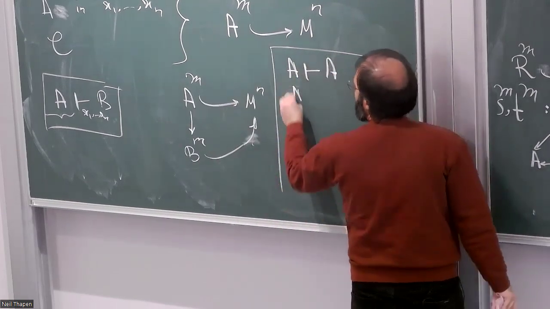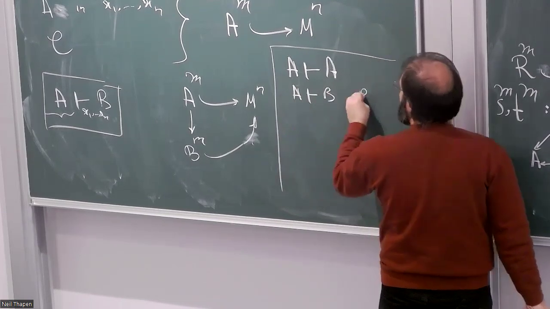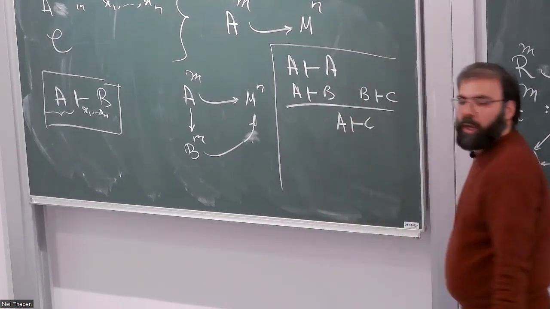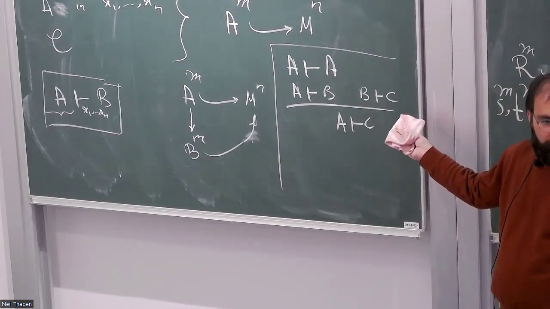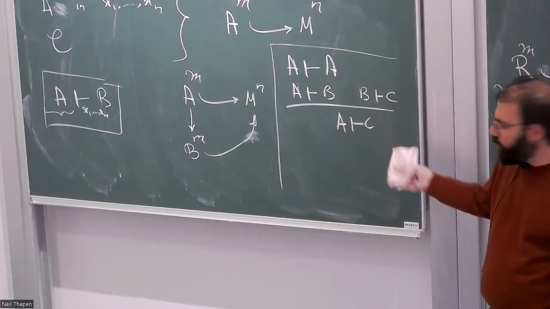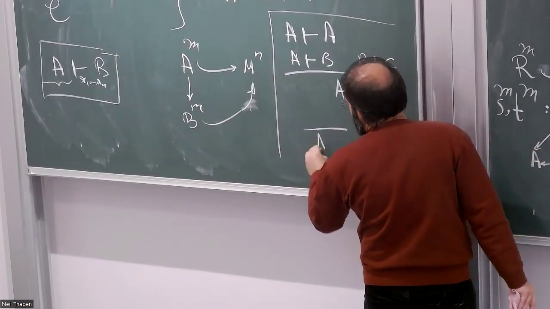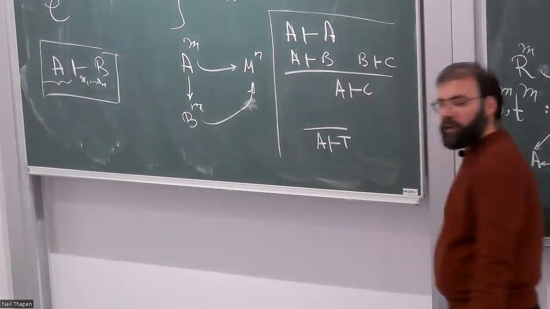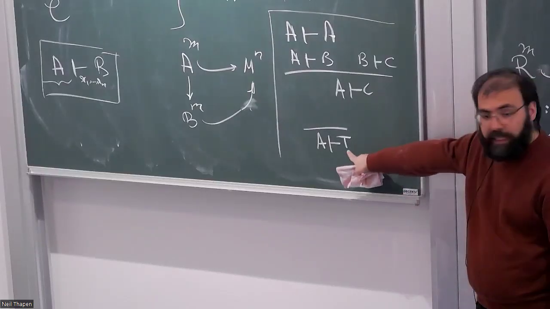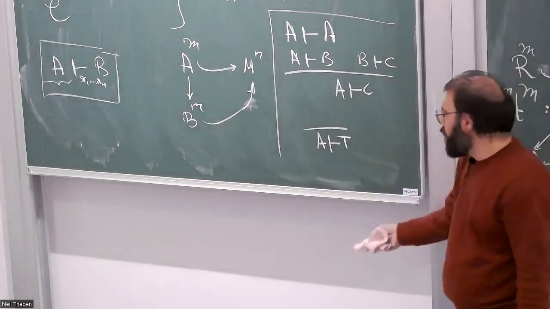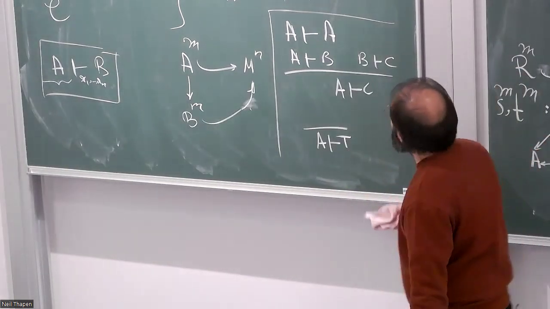Or A proves B, B proves C, you get A proves C. Of course, the subobject order is transitive. Or more: always A proves top, of course, because this is just the biggest possible subobject, right? This is the top.